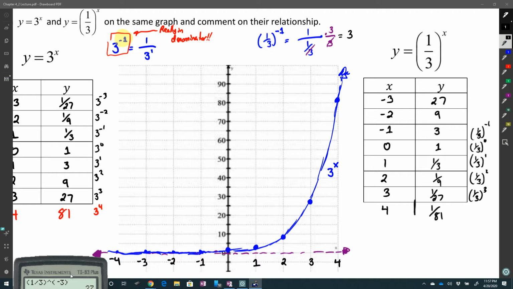And so notice that this graph is going to look a little different. Let me make it in red. -3, 27. It's kind of like a flipped image. At -1, we got 3. That's the same value. And then from there, you can't really tell, it just goes there. At -4, it would be all the way up here at 81. And so this graph looks like this.